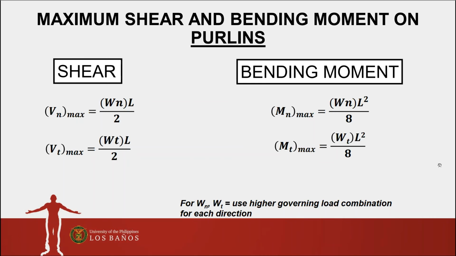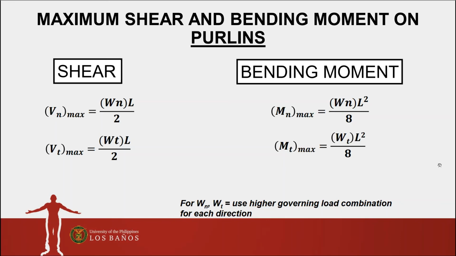For the maximum shear and bending moment of the purlin, for the shear, V sub n max, so this is the maximum shear in the normal direction, will be equal to the total load for the normal direction multiplied by the length of the span over 2. So this is the same for getting the shear force in the tangential direction. For the bending moment, we have M n max will be equal to w n L squared over 8.